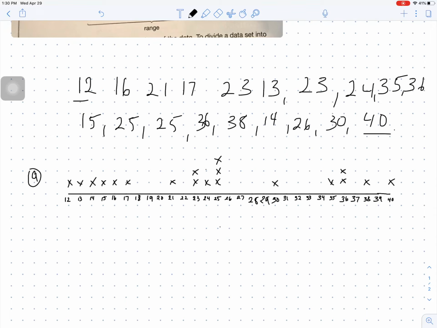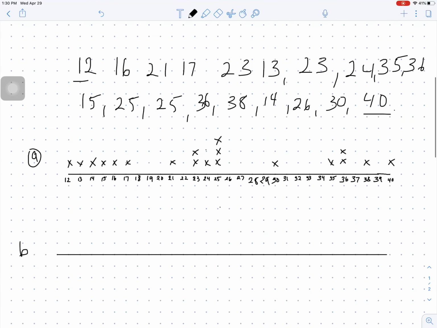So we've done A. B gets a little bit more interesting. It says make a box and whisker plot, but we've done a fair amount of the work for this already. As we look at this one, our lower extreme is going to be 12.